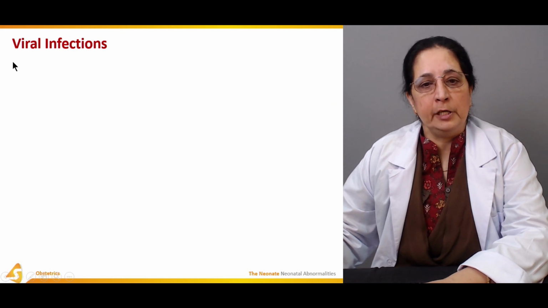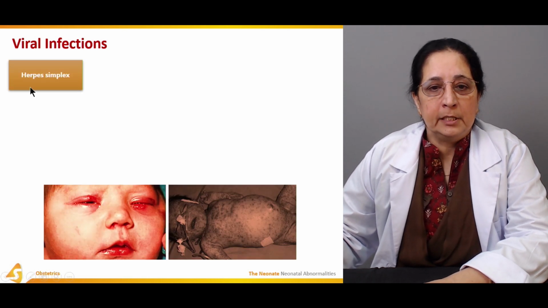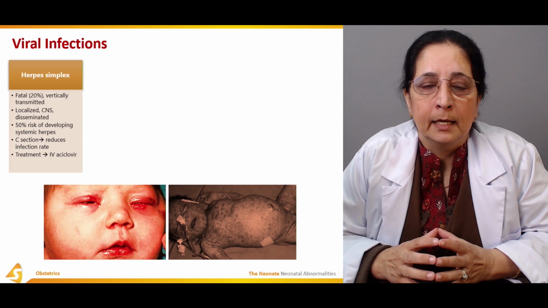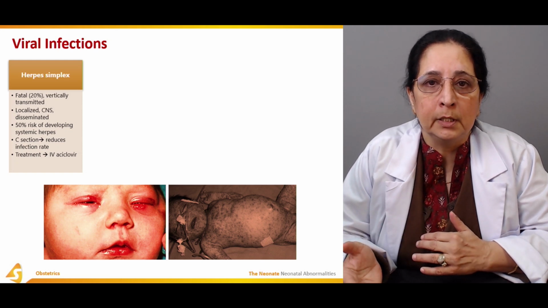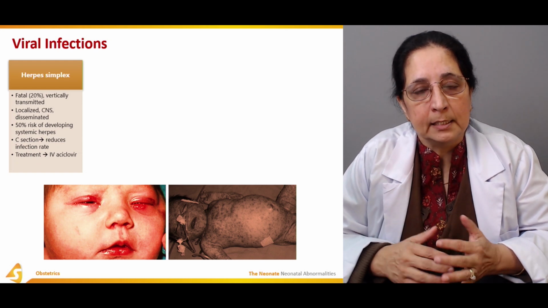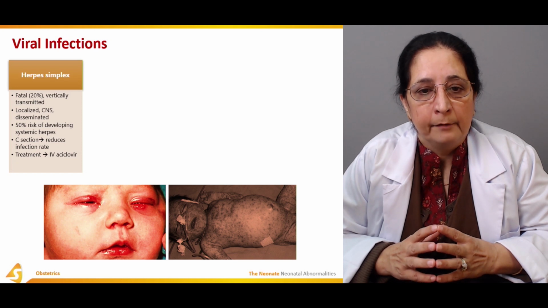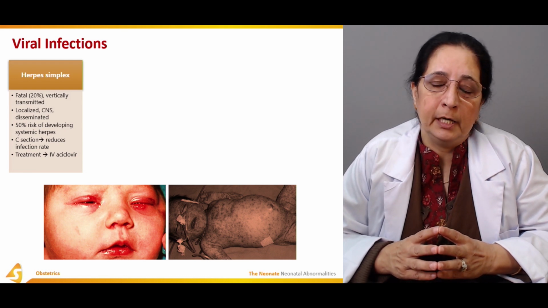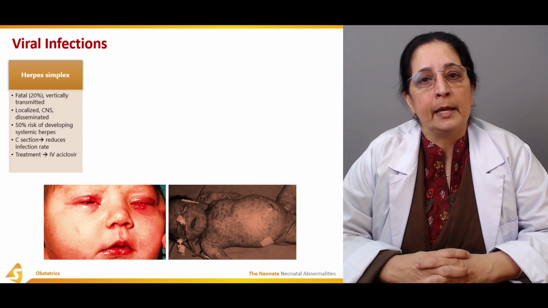After bacterial infection, the next common type of infection is viral infection, which includes herpes simplex. In 20% of cases herpes simplex infection is fatal, and it can transfer from the mother to the baby. It can be localized, it can spread to the central nervous system, and it can be disseminated, involving different structures or organs. There is a 50% risk of developing systemic herpes. C-section reduces the spread of infection to the baby. Treatment is with acyclovir.